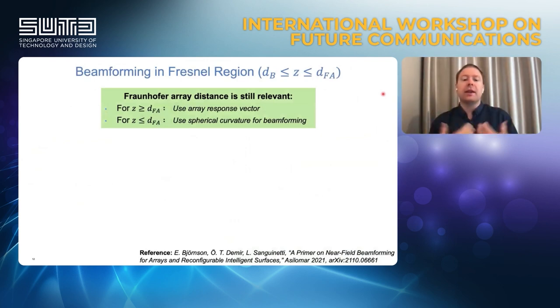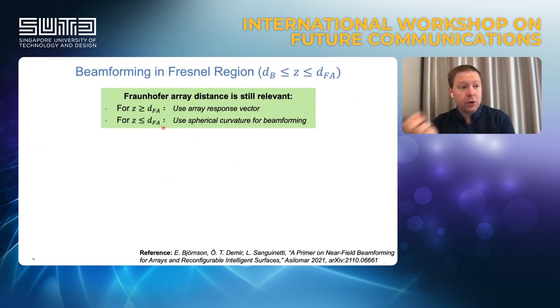So if you are beyond that distance, you can transmit your signals and receive your signals as if you are in the far field. So you can count on the waves being flat. And you can use things like array response vectors or the codebooks that you have in 5G, which presume that you will be in the far field. So what will we do if we are at shorter distances?